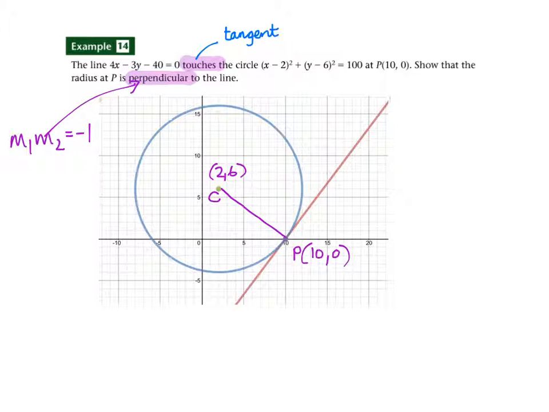Example 14. The line touches. Now if it touches, then it's a tangent, and it touches this circle at the point 10, 0. So I've done a sketch or a diagram screenshot of Desmos, and we've also got perpendicular as a keyword, so we're going to use m1 m2 is equal to minus 1. So I'll give you a chance to copy that diagram down, and then we want to work out a few things.